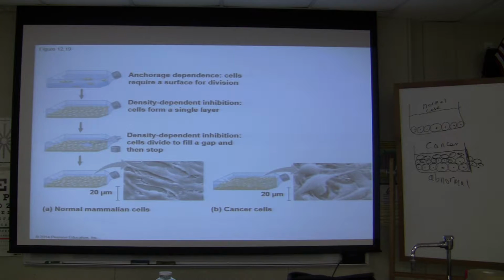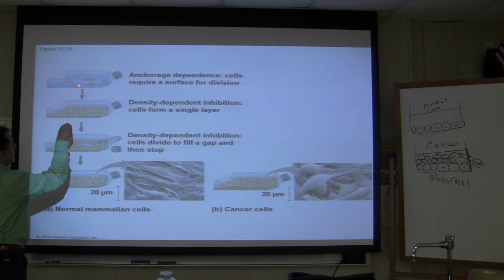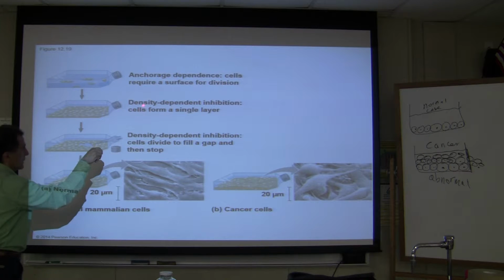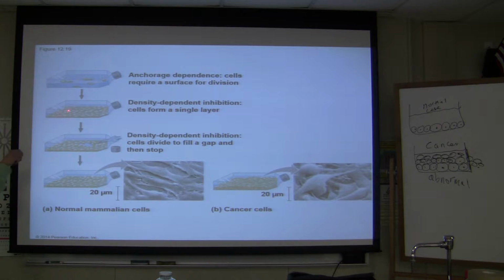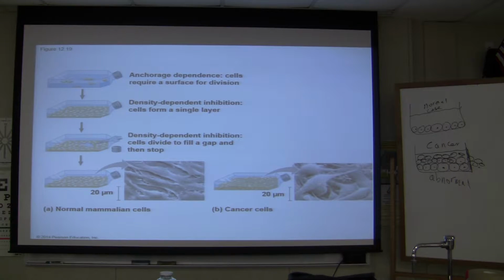Anchorage means the cells anchor to the bottom of the dish, and then they keep growing and growing and growing. As soon as they touch each other and they touch a hard surface, they stop growing. In case of cancer cells, they grow on top of each other, right here. The whole dish becomes full of cells. That's in case of cancer. But this is normal. This is a normal case.